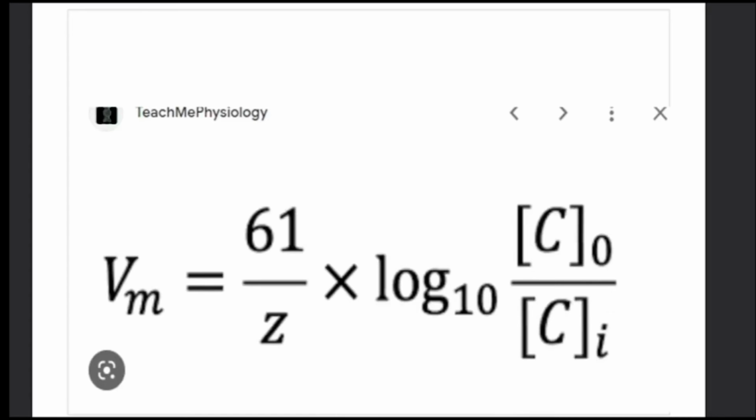This can be calculated by using a modified Nernst equation. So this is the modified Nernst equation. This is the voltage of the membrane. It can be calculated by a constant, that constant is 61, divided by Z, that is the valency, into log of the concentration of the ion outside divided by the concentration inside.